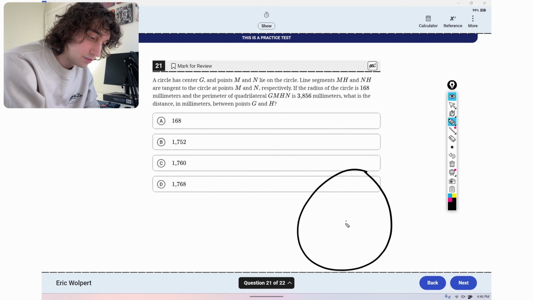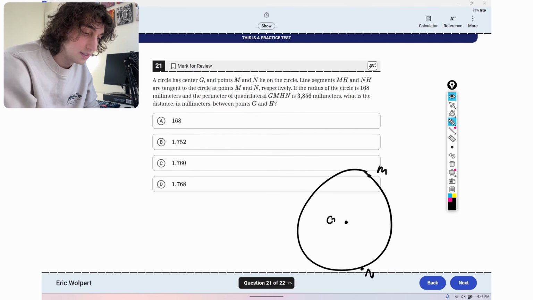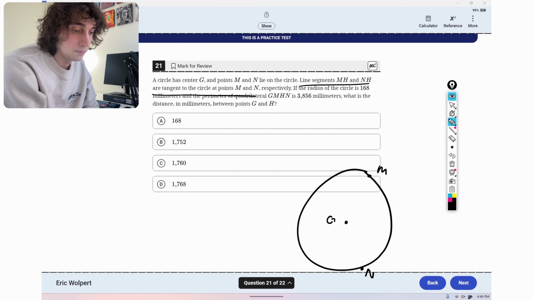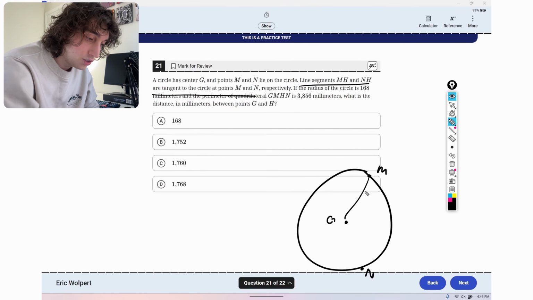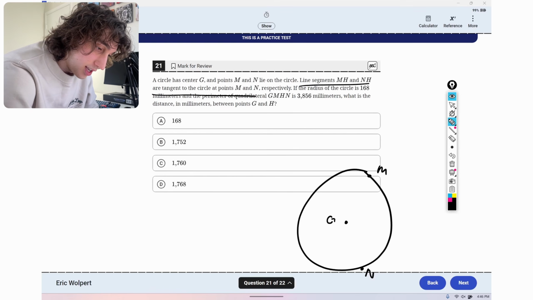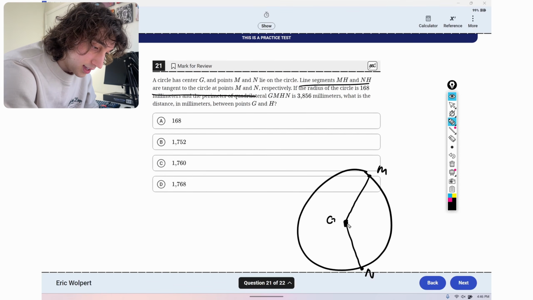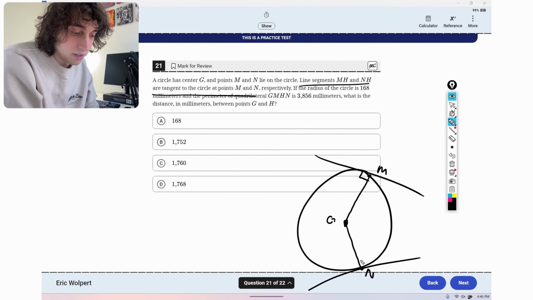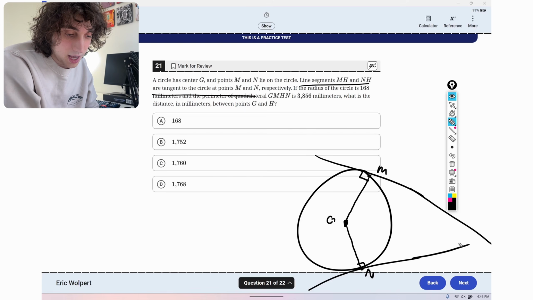So we have a circle with center G, and we have points M and N that lie somewhere on this circle. Then we're told that line segments MH and NH are tangent to the circle at points M and N. To be tangent at point M and at point N means that you have these radii that connect G to M and G to N, and the line tangent to them makes a 90-degree angle with the radius. So my drawing is absolutely excellent.